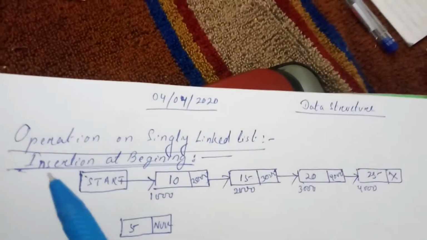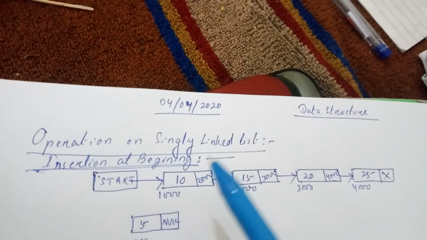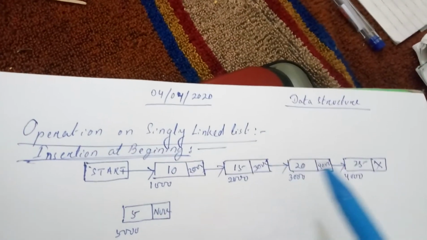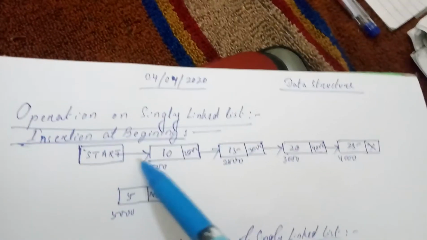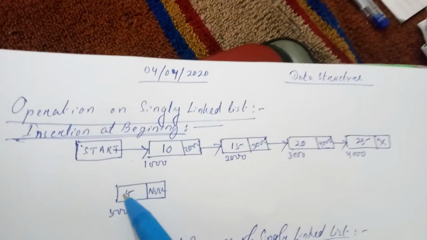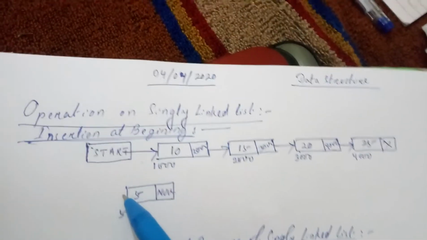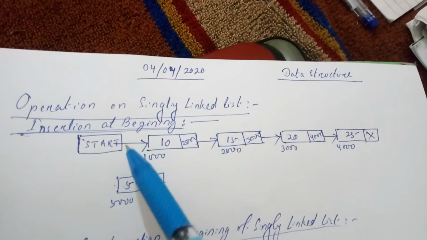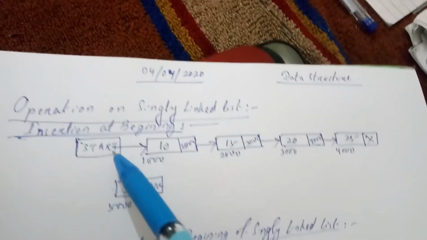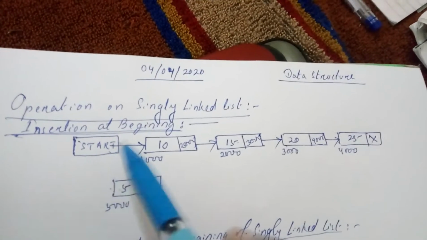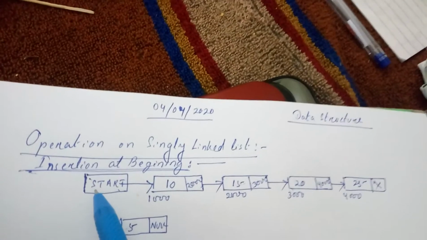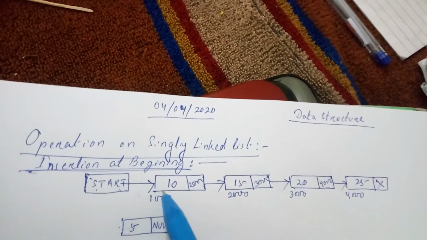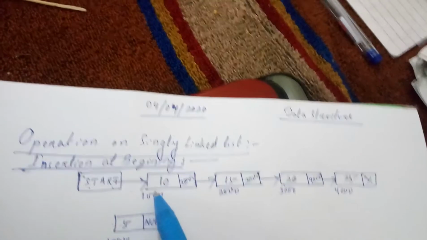So here we'll see insertion at the beginning of the single linked list. Suppose you have a single linked list here. You want to insert another node into this linked list at the beginning. So how to do this problem? Here you have to give the start value. Start is a pointer which holds the address of the first node of the single linked list.